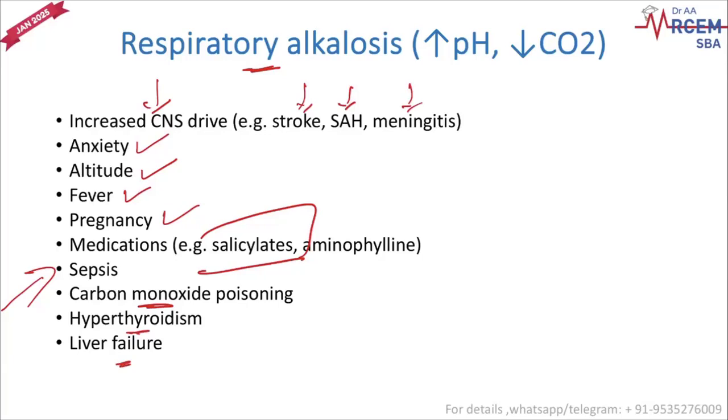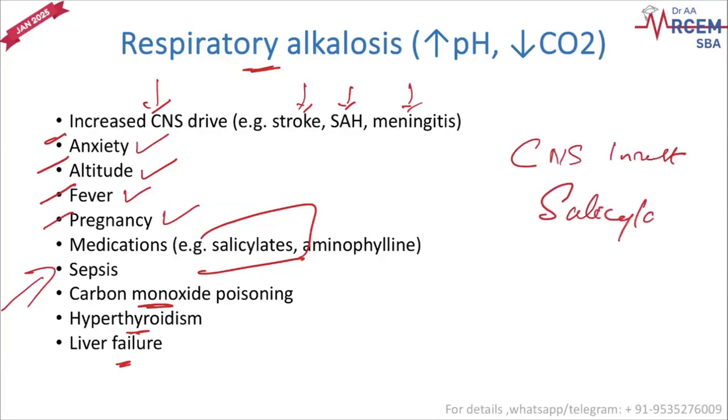The main thing you need to remember here is that most of the time it is physiological respiratory alkalosis that we'll be having, like anxiety, altitude, fever, pregnancy. The pathologies you need to remember are: CNS insult, which can trigger this one. Another one is salicylates. Salicylates cause an increase in respiratory rate, resulting in respiratory alkalosis. These are the two important things. Otherwise, it is mainly physiological.